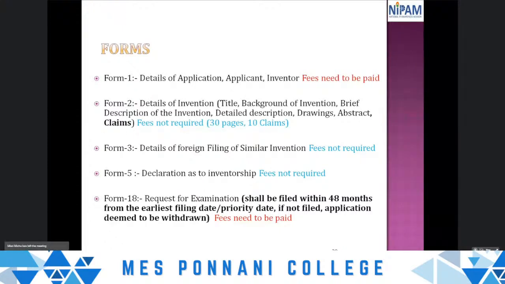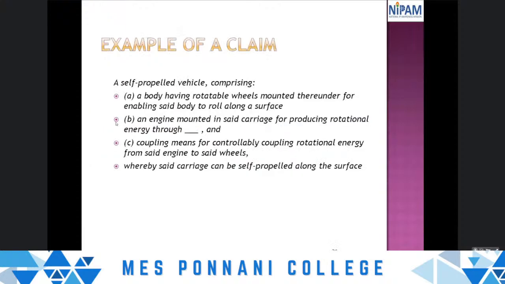You can see that claims is highlighted here, because claims form the most important part of your patent specification. So what are claims? Claims are written in the form of a few numbered points, and they should cover all the important technical features of your invention, not the advantages or anything, but the technical features. In order to understand claims, we can go through this simple example to see how a claim can be drafted. Here this is a simple claim for a simple automobile, any kind of automobile.